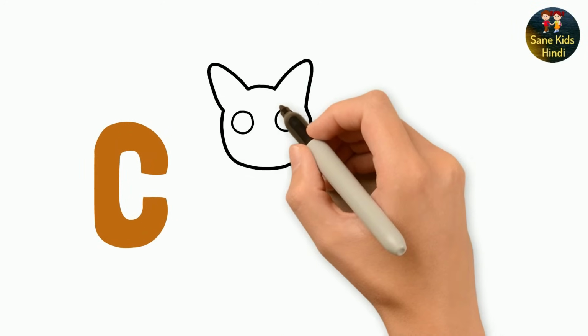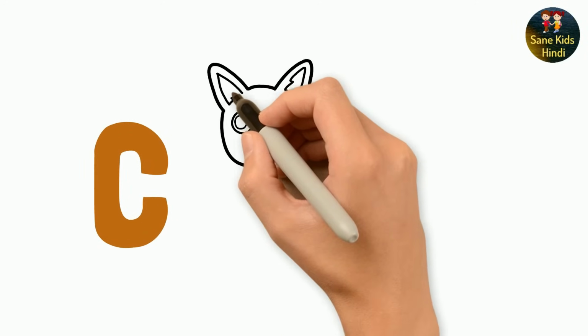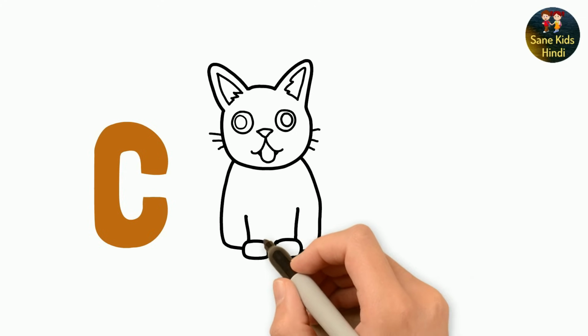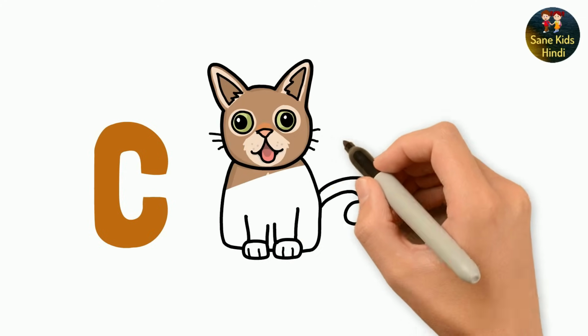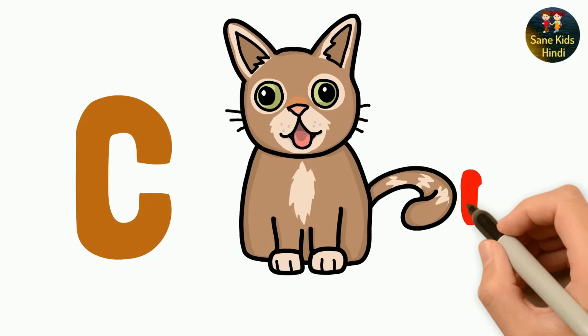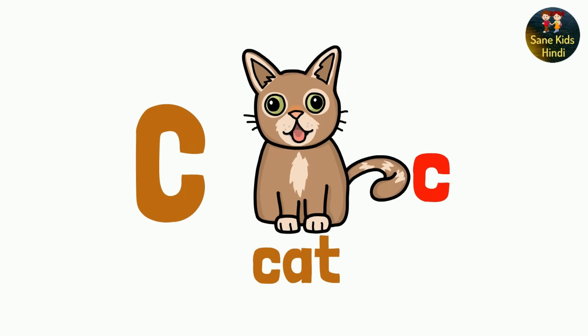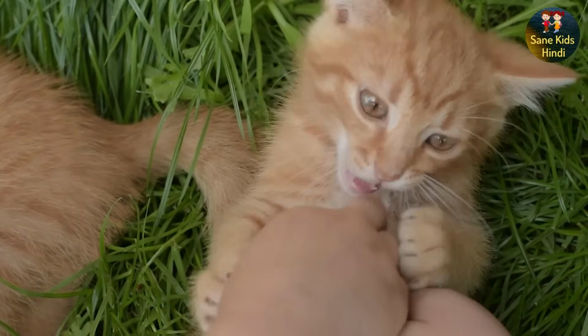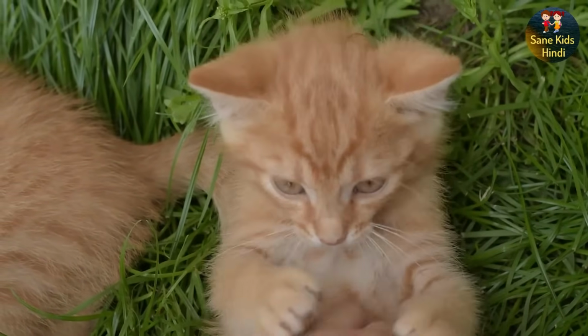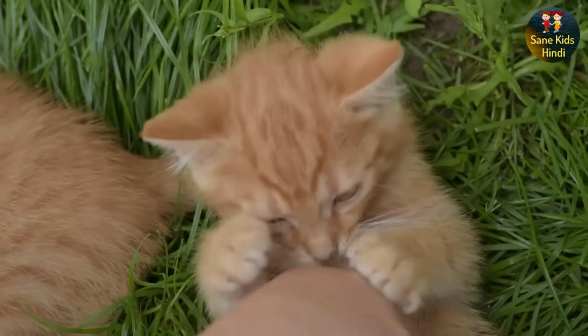A, B, C, D, E, F, G, H, I, J, K. C for cat. Now I know my ABCs. Next time won't you sing with me? Say with me, cat.